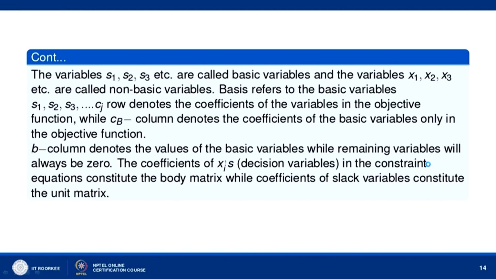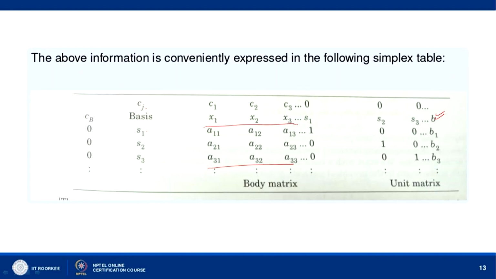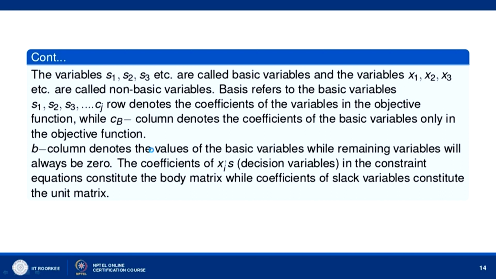Now, the variables S1, S2, S3 are called the basic variables, and the variables x1, x2, x3 are called the non-basic variables. Basis refers to the basic variables S1, S2, S3 and so on. The Cj row denotes the coefficients of the variables in the objective function. The Cb column denotes the coefficients of the basic variables only in the objective function. The B column denotes the values of the basic variables, while the remaining variables will always be 0.